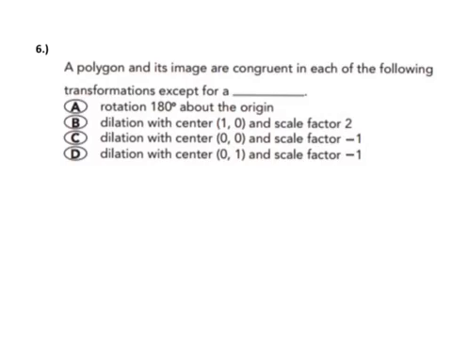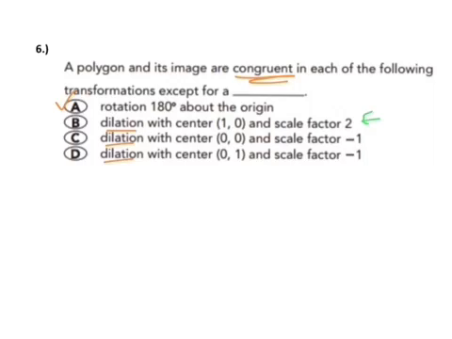For question 6, I think this one was an optional question. It's a little confusing. A polygon and its image are congruent. That means the same size and the same shape in each of the following transformations except for which one? Well, we know if something is rotated, that creates a congruent figure. And the rest are dilations, and we've been learning that a dilation enlarges or reduces, but I wanted to point out to you the scale factors here.